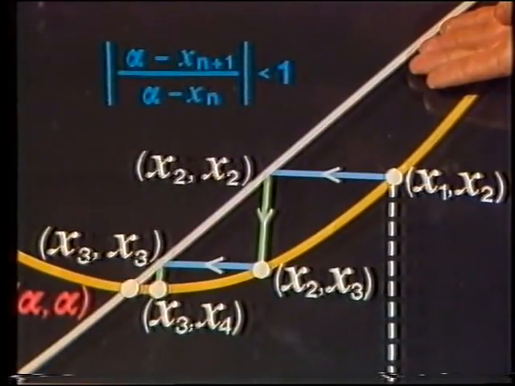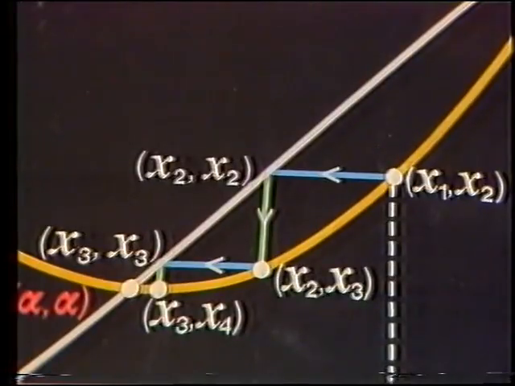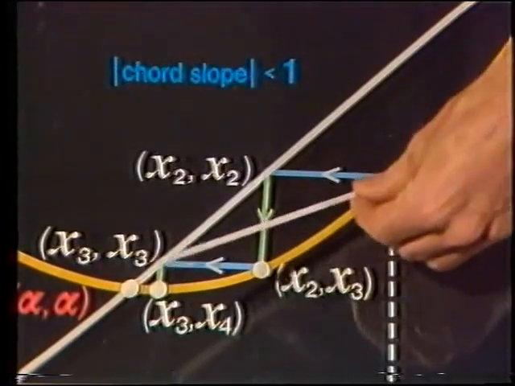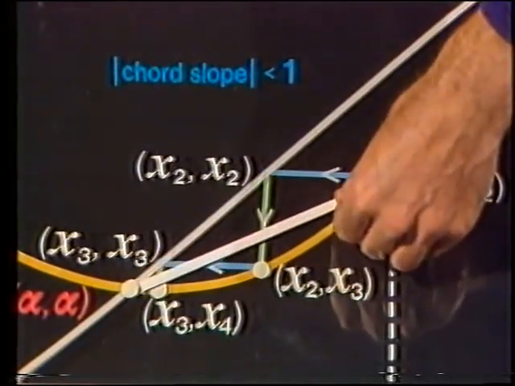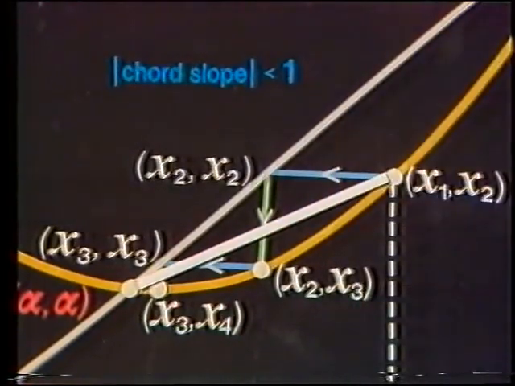And now this expression is really quite useful, because you see that the thing inside the modulus signs there is the slope of the chord joining the point xn plus 1 to the point alpha, alpha. So this condition now really means that each chord has a slope whose modulus must be less than 1. And if we look just at the first point, x1, x2, that's what we get when n equals 1. The slope of that chord must be less than 1 in modulus.